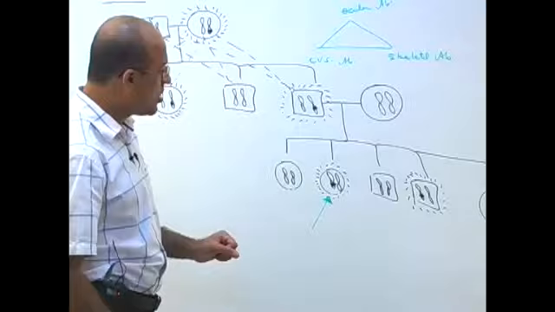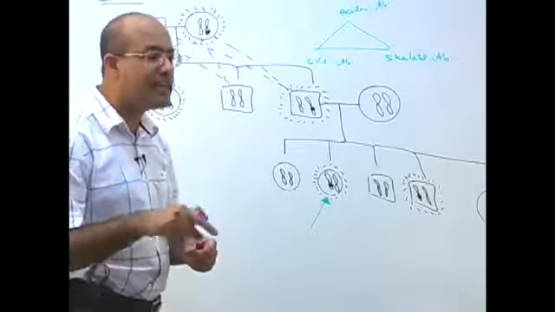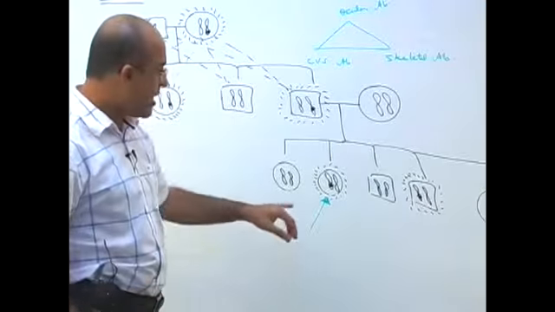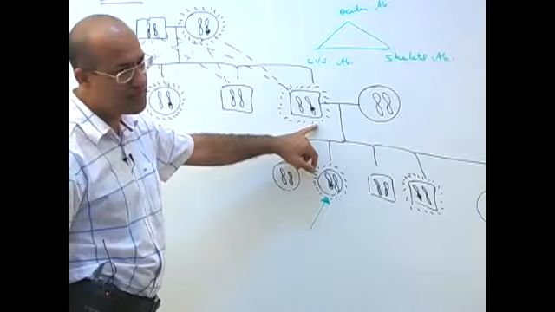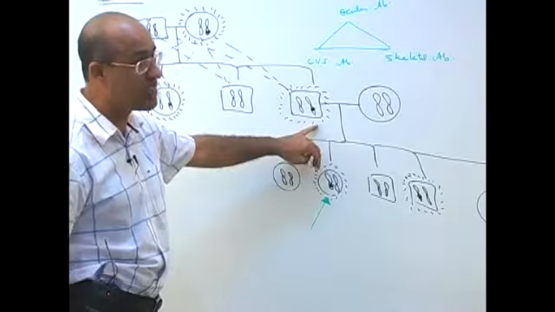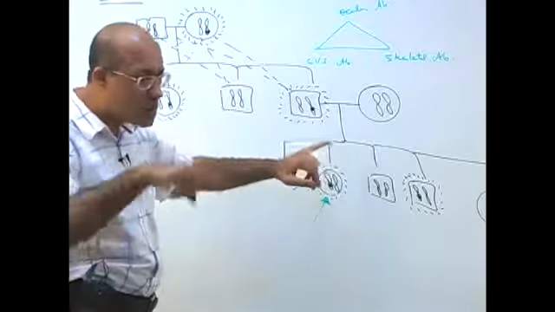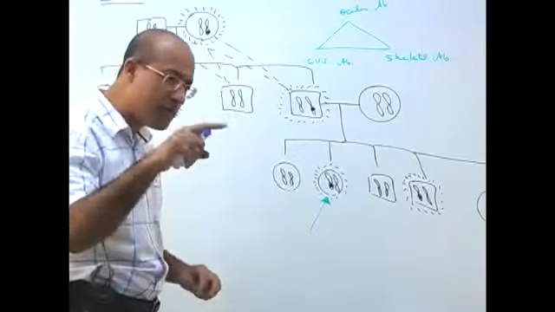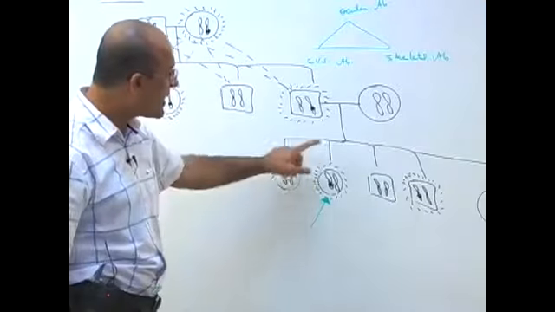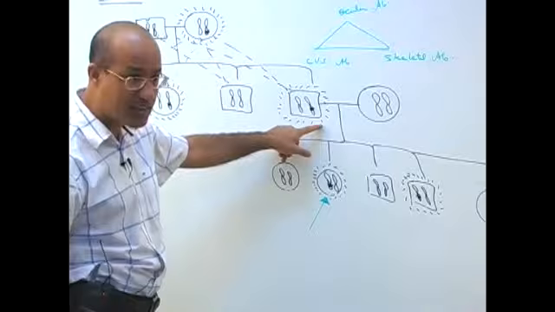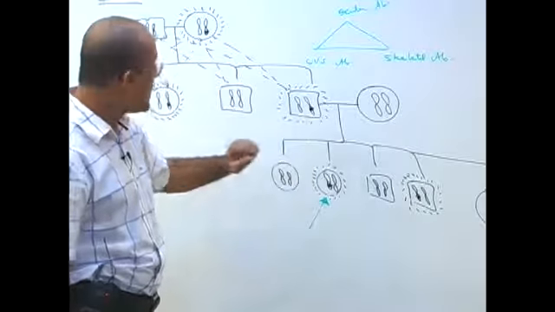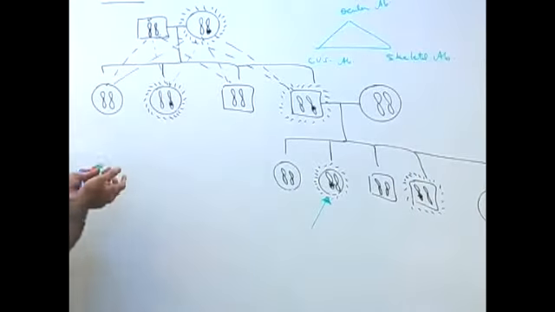Now, usually in autosomal dominant disorders, the proband has an affected parent. I'm saying usually, exceptions are there, I will tell you later. Usually, in autosomal dominant disorders, the proband has a history of affected parents, if you can get the history. Is that right? Now let's suppose, yes?